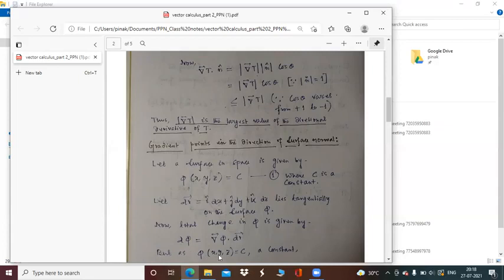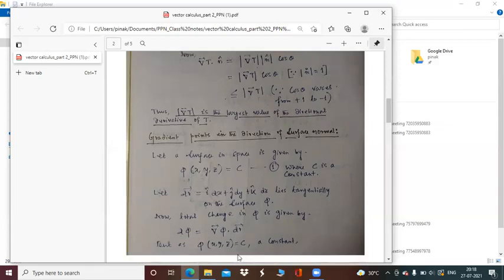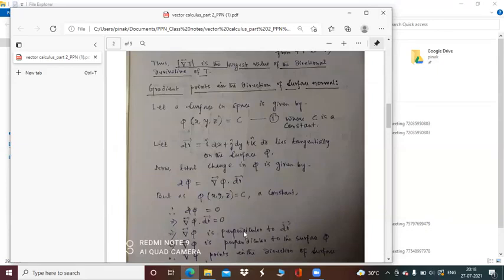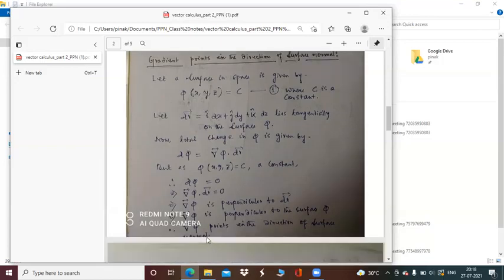But as phi(x, y, z) is equal to c, a constant, what happens? For a constant quantity, no change is possible, so that d phi is equal to 0, which can be written as grad phi dot dr bar is equal to 0, because d phi is equal to grad phi dot dr bar. And this means grad phi is perpendicular to dr bar, because the dot product between grad phi and dr bar is equal to 0. And this implies grad phi is perpendicular to the surface phi, and this again implies grad phi points in the direction of surface normal. So here is the proof. Thank you.